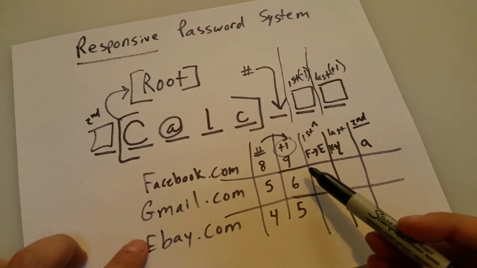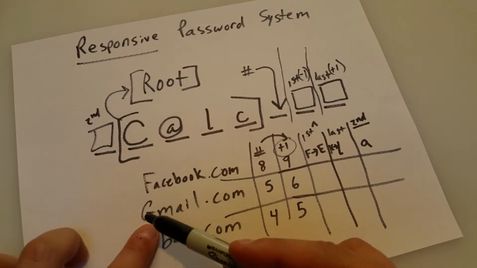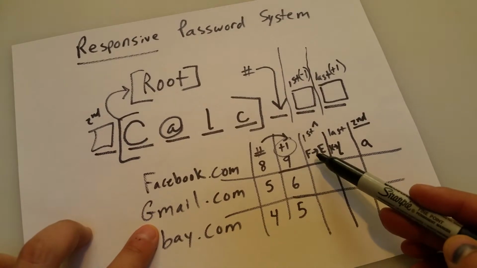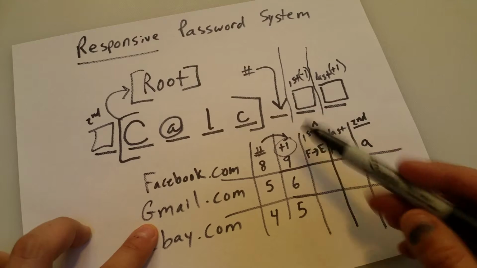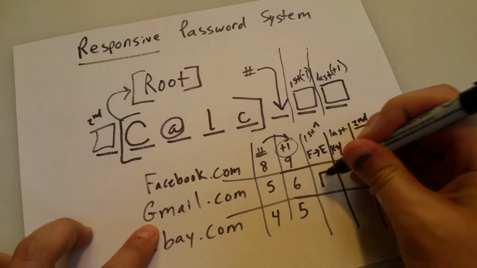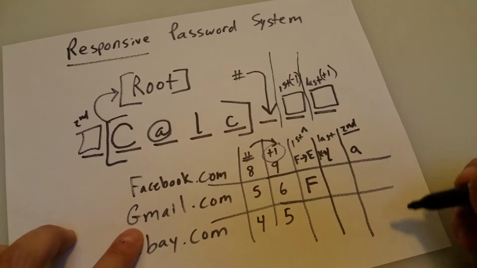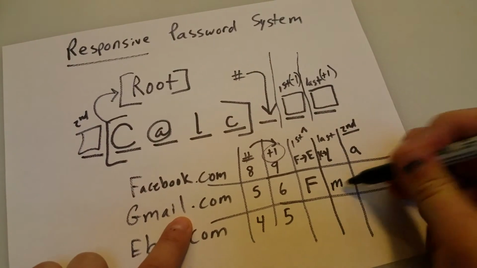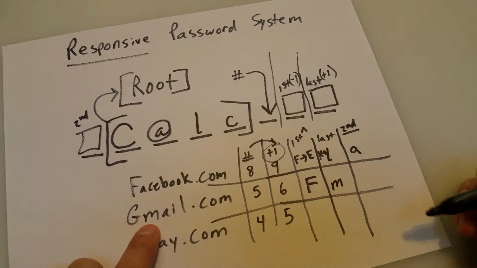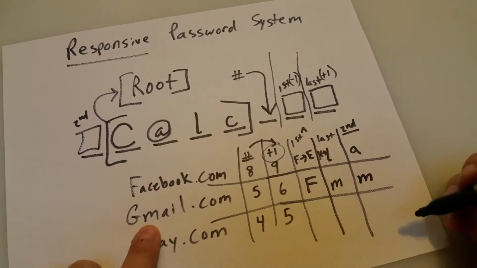All right, let's look at Gmail and apply this to it. So, Gmail, the first letter is G. But the letter before it, because we're subtracting 1, is going to be the letter F. And it's going to be in capital. The next one, we have the last letter. We're going to bump it forward one. So L goes to M, lowercase. And then the second letter goes there.